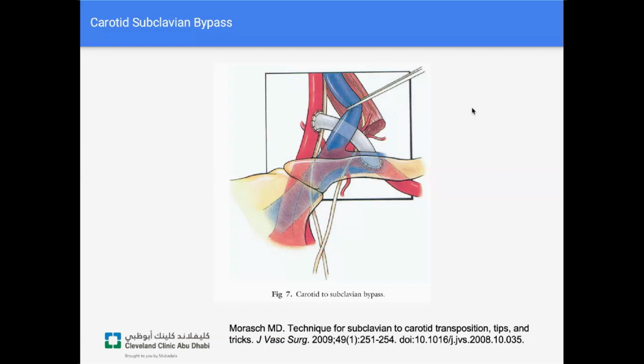But this is an illustration from Mark Marash's technical paper on carotid subclavian transpositions. It was a very nice illustration of the bypass. All these previous illustrations I've drawn myself. This paper is, I think, a classic in describing both the bypass but also the transposition in wonderful detail. It's a great paper to have in your armamentarium for upper extremity cerebrovascular reconstructions.